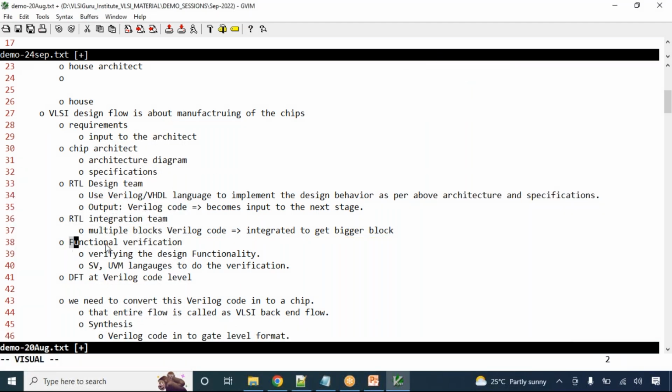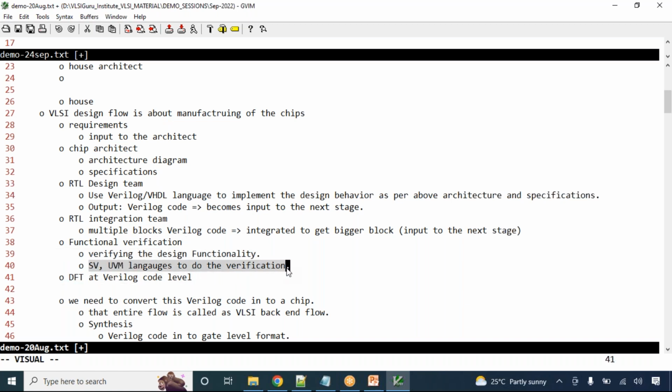Once it is done, this becomes input to the next stage. What is the next stage? Functional verification. And that is the focus area of today's session. What is functional verification? The term tells it: functional means functionality. You are verifying the design functionality. Here we use SystemVerilog and UVM languages to do the verification.